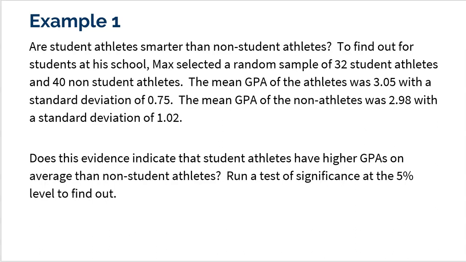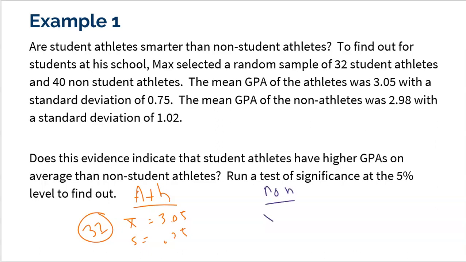All right, so the first thing I like to do is, there's a lot of numbers in this problem, so let's organize this. So let's talk about athletes. The athletes had a mean of 3.05, a standard deviation of 0.75, and a sample size of 32 athletes. All right, my non-athletes had a mean GPA of 2.98 and a standard deviation of 1.02, and I looked at 40 non-athletes.